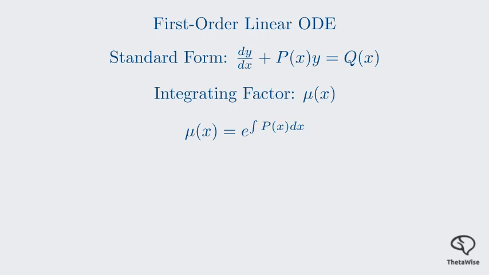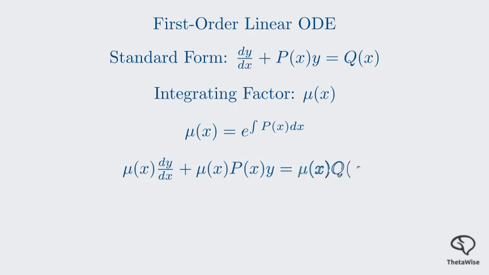When we multiply our standard form equation by mu of x, we get mu of x times dy/dx plus mu of x times p of x times y equals mu of x times q of x. Now let's look closely at the left side. Remember that the derivative of e to the power of the integral of p of x dx is just e to the power of the integral of p of x dx times p of x. In other words, the derivative of mu of x is mu of x times p of x.